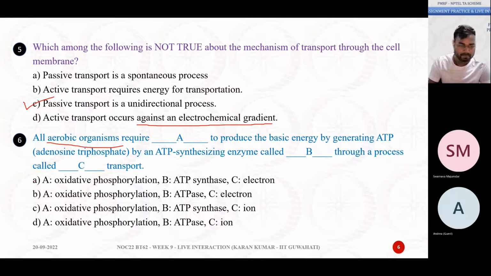Option A. Aerobic organisms require oxidative phosphorylation to produce the basic energy by generating ATP, with the ATP synthesis enzyme called ATP synthase, and the process is called electron transport. Very good. Option A is correct.